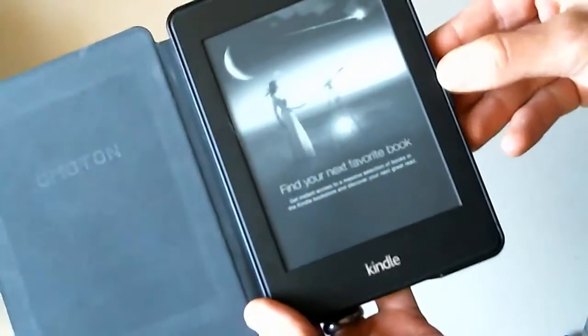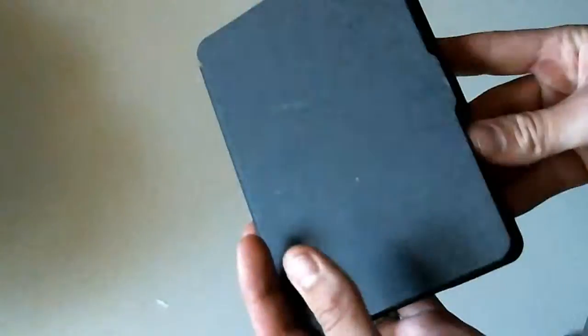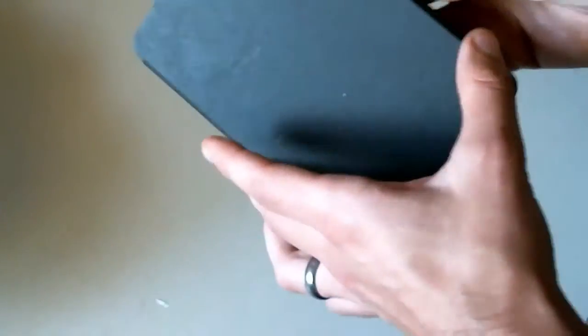And right here, there's actually a magnet. So when you close it, it does have a seal. So as you can see, if I hold it upside down, the lid isn't just opening up. So it is magnetized there.